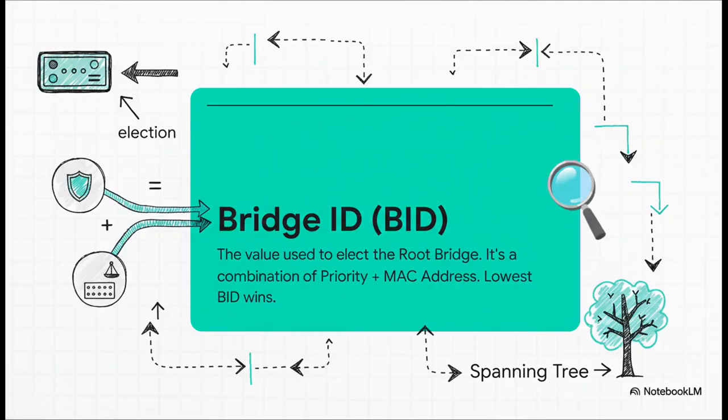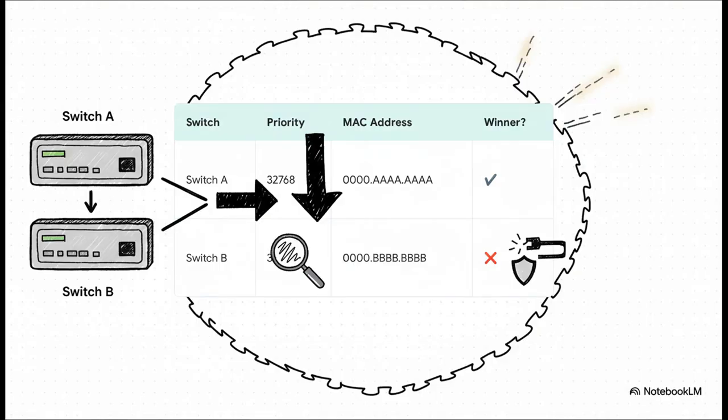That's it. Okay, check this out. This is a perfect example of how that works, especially when there's a tie. Both of these switches have the exact same default priority number. So, who wins? Well, it comes down to the MAC address. Since A comes before B, switch A has the lower MAC address, and bam, it wins the election. It becomes the root bridge.